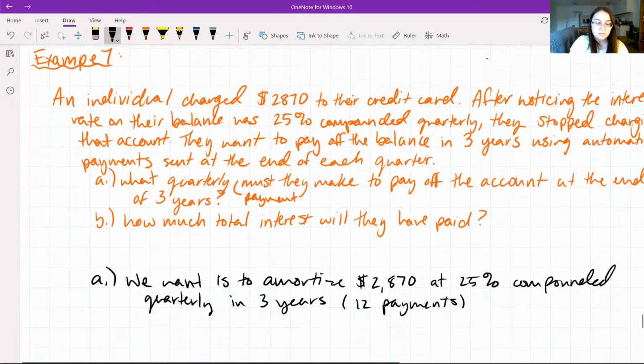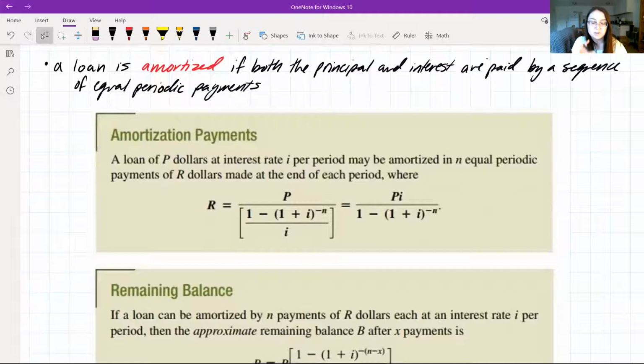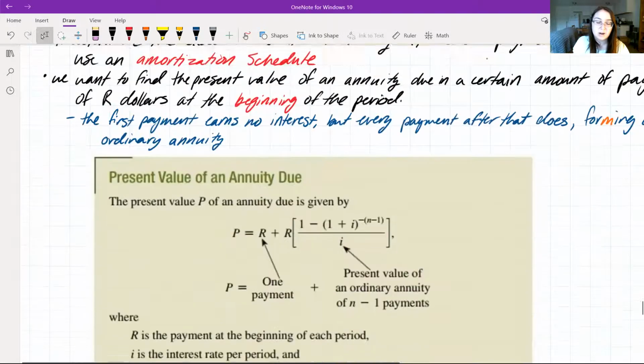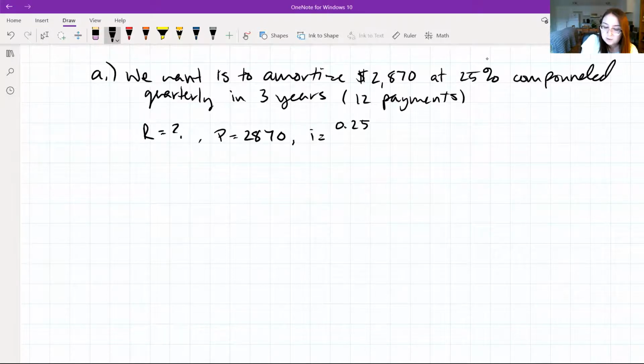So we're going to use our equation for R. We're making our amortization payments, so we're going to use R equal to P times I divided by 1 minus (1 plus I) to the negative power of N. We don't know R, but we do know our value of P is 2,870. Our value of I is going to be 0.25 divided by 4. And our N is going to be 12.